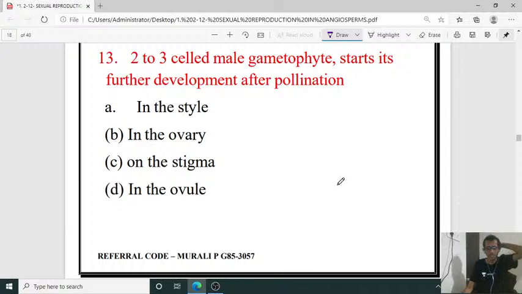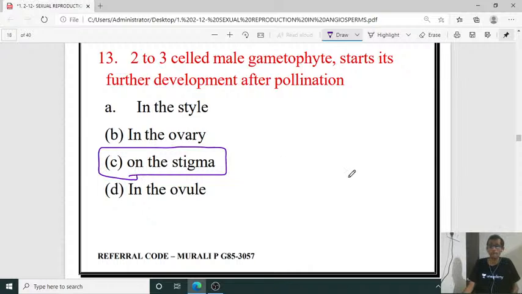Next, the 13th question. A 2 to 3 celled male gametophyte starts its further development after pollination in which area? In the style, in the ovary, on the stigma, or in the ovule. So for the 13th question, it is on the stigma.